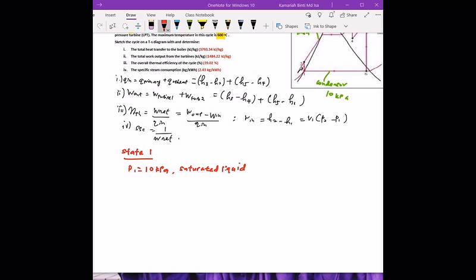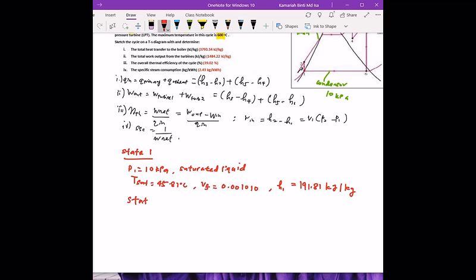For 10 kilopascal, T sat is 45.81 degrees Celsius, and then we have the Vf value, which is 0.001010, and then the enthalpy value for the liquid is 191.81. Okay, so we already have state 1.